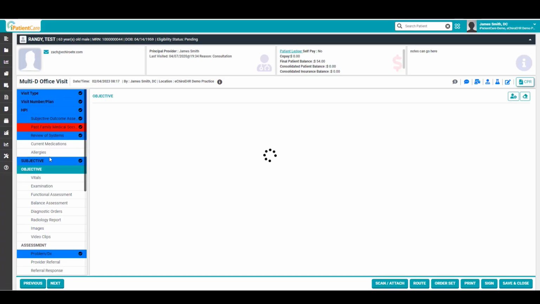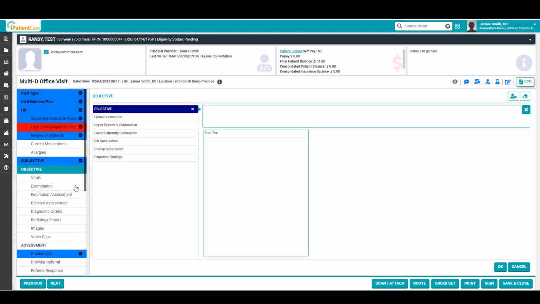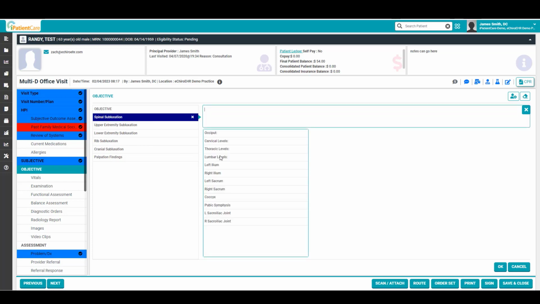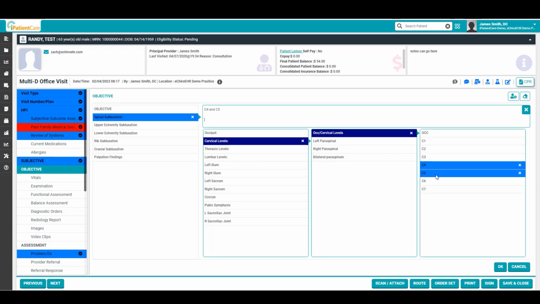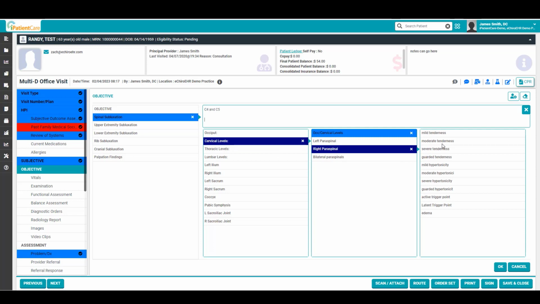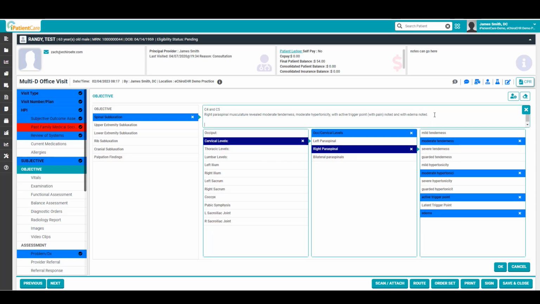Since we are completing this as a chiropractic provider, you'll see that within the objective section, we have all of those palpatory findings that can be documented, including the spinal subluxation by identifying the region, the levels of asymmetry or misalignment, and then the paraspinal involvement, either left, right, or bilateral, and we will say right, and then documenting the level of tenderness, hypertonicity, and if there's active trigger point or edema.